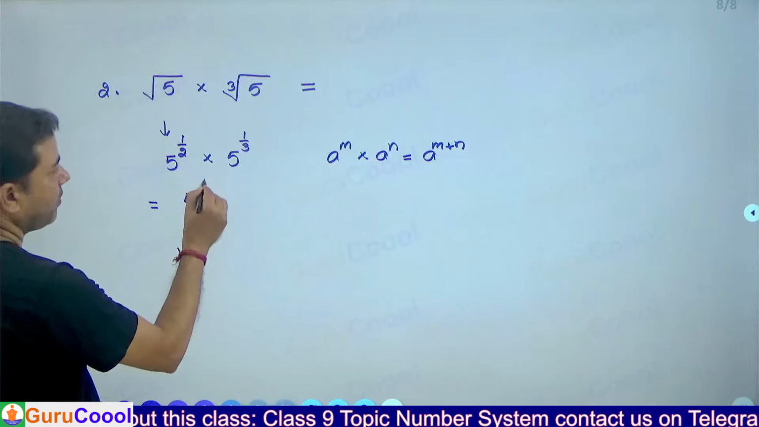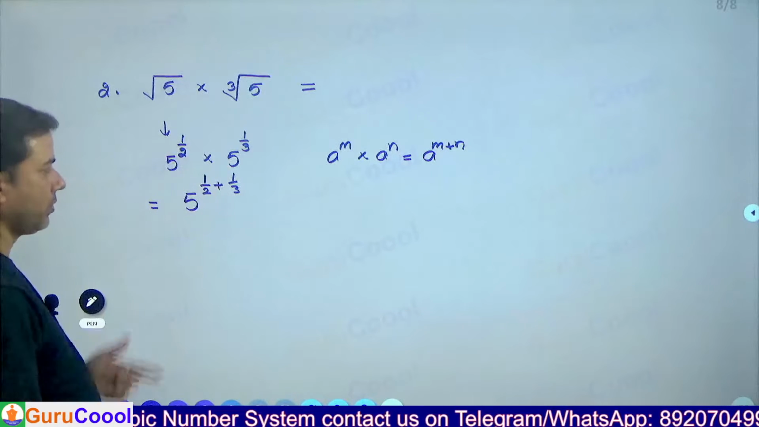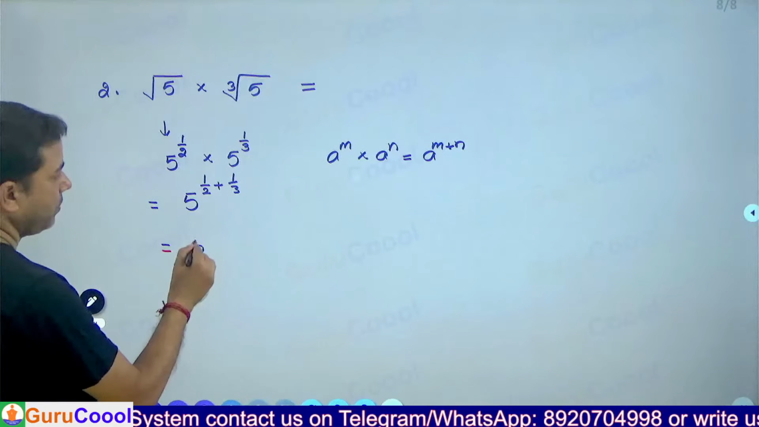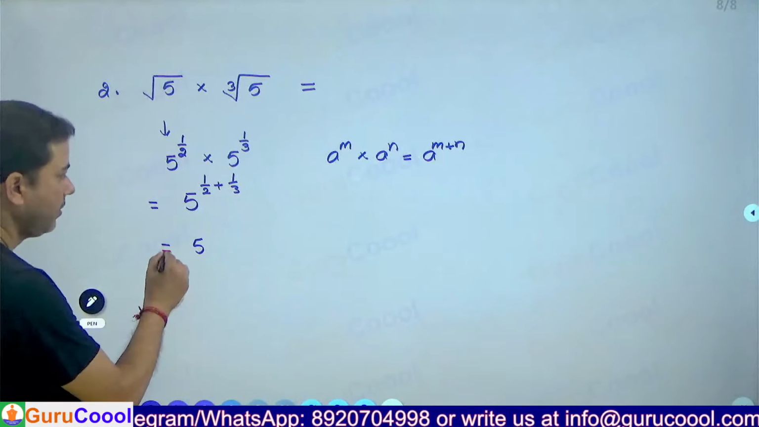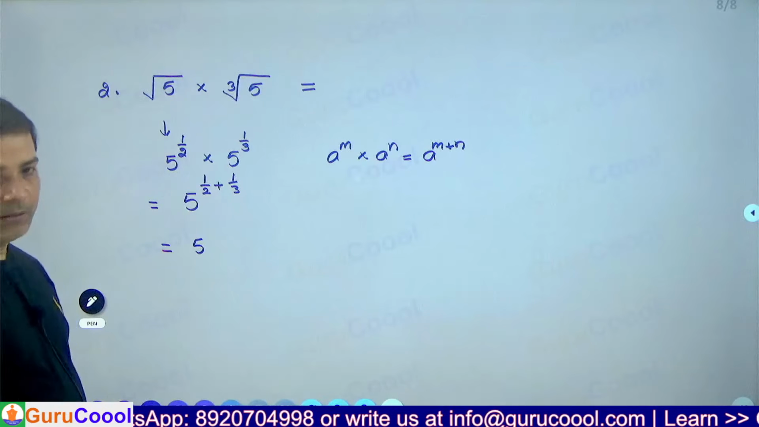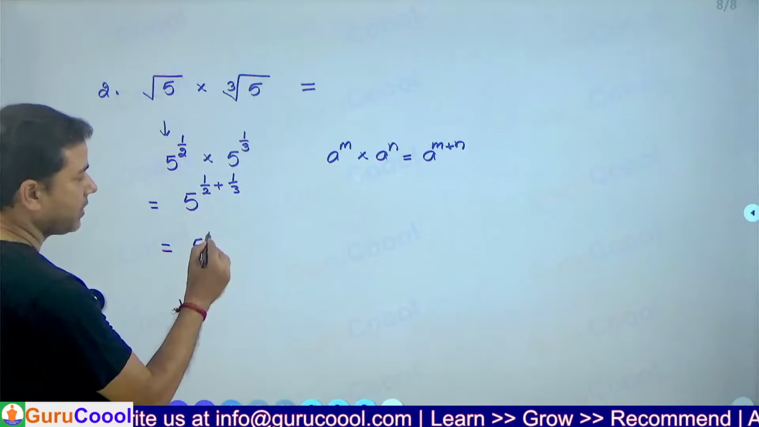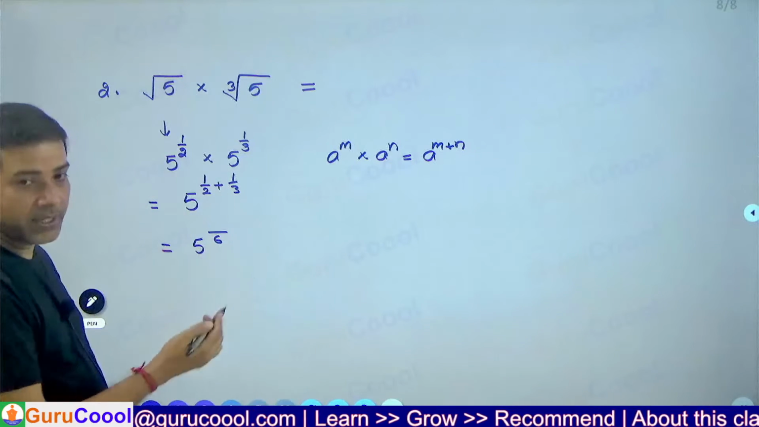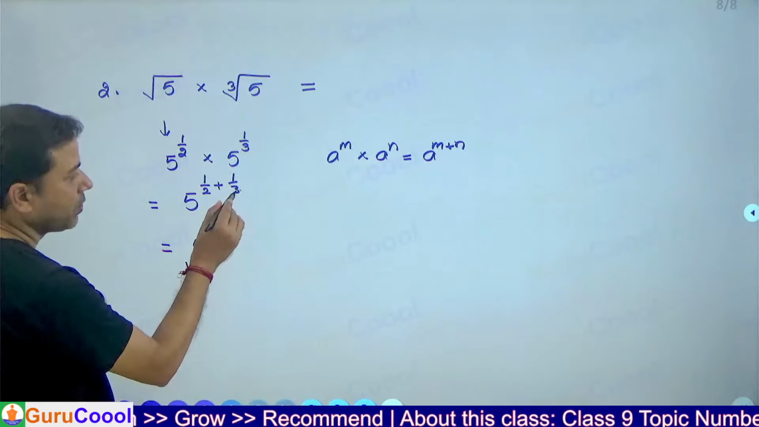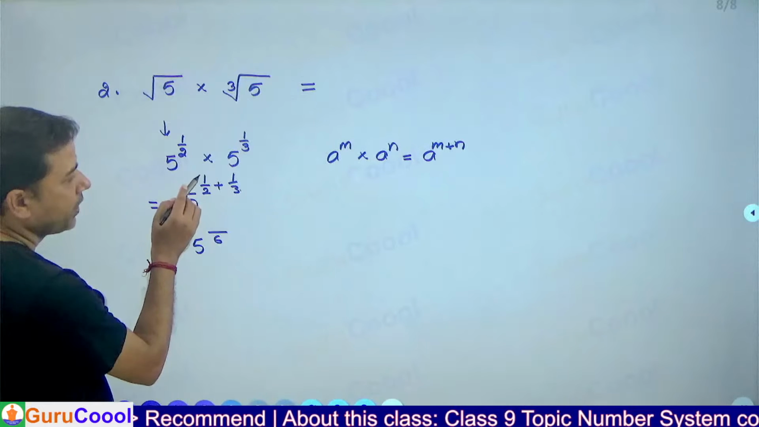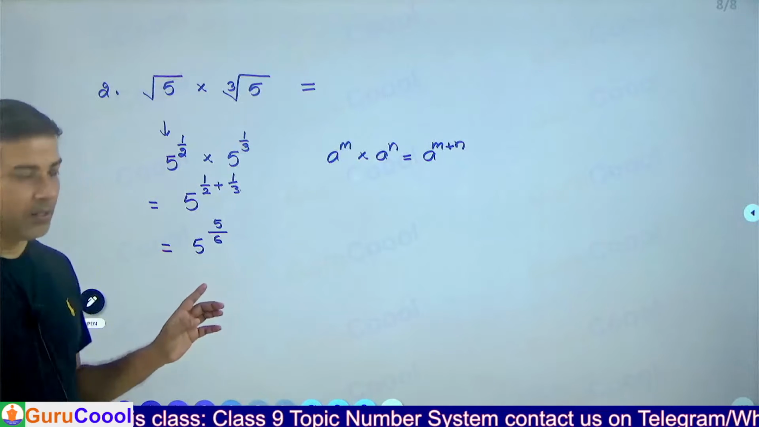5 raised to the power 1 by 2 plus 1 by 3: powers added together, base was same, so written once. Now 1 by 2 plus 1 by 3, add them together. How much do you get? 5 by 6. Use the shortcut I taught. 3 2s are 6, cross multiply. 3 1s are 3, 2 1s are 2, 3 plus 2, 5. Now change it into root sign.